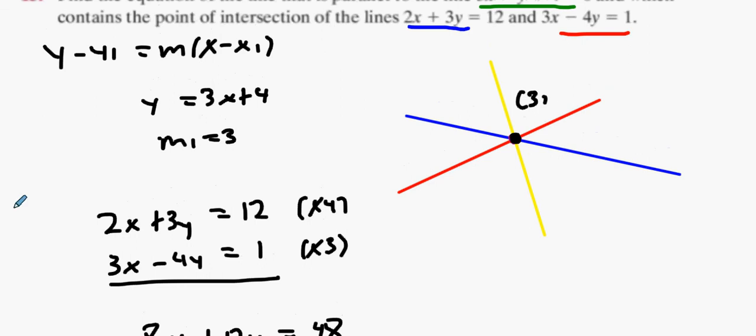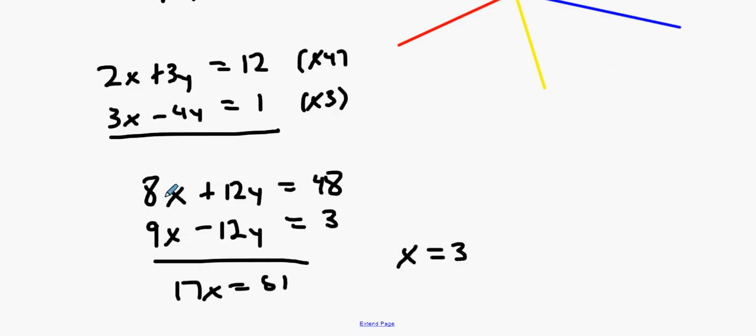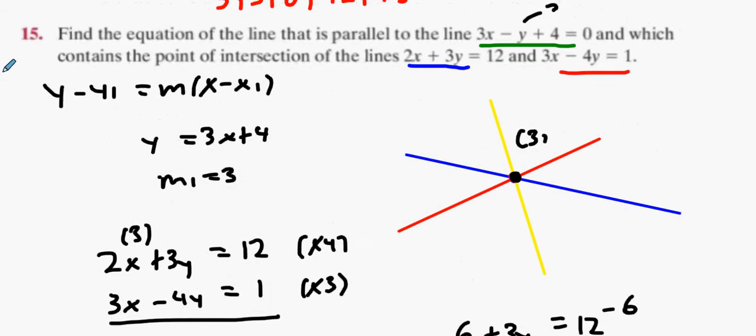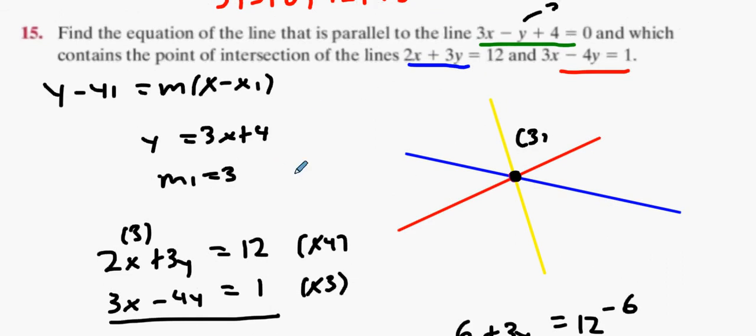Now I have to find the y value. To find the y value, I just put it back into the original equation. 2 times 3 is 6. 6 plus 3y equals 12. 3y equals 12. Take away the 6. y equals 2. This is the point 3, 2. So we have a slope, and now we have a point. This makes this whole thing very easy then.